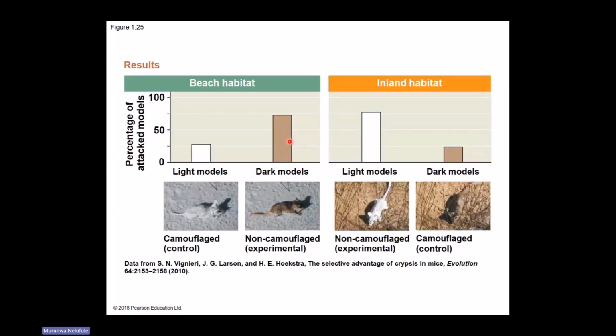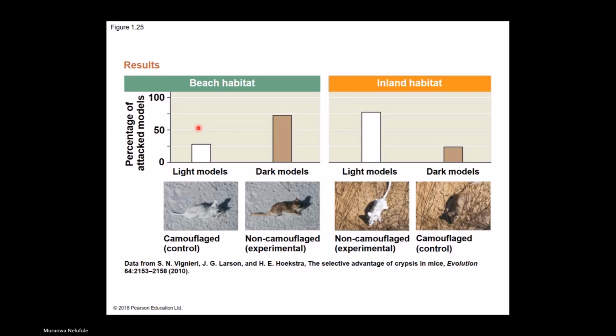Then there are the light models. You can see here in the beach. Okay, anybody want to explain what's happening here? So here you see this is the white environment. So this is the percentage of the number of mice that were not eaten.